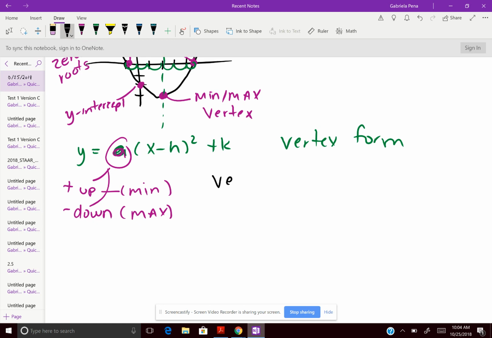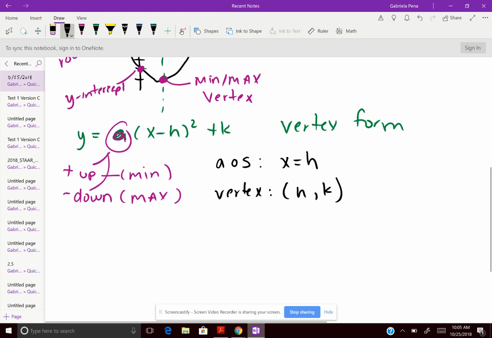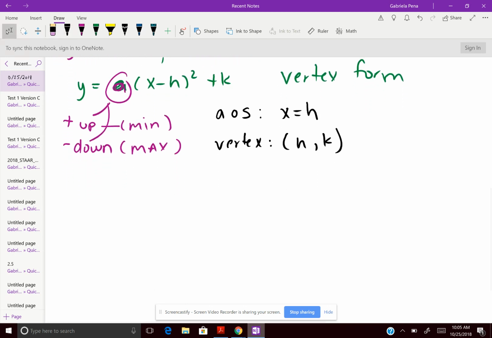Now, how do you find your axis of symmetry? Because it's going to be the first thing we're going to look for. So the axis of symmetry, which I'm going to abbreviate AOS, is just going to be x equals h. My vertex is going to be h comma k. That's how simple it's going to be right there. So what in the world do you mean, Ms. Peña? Sometimes I don't even know.